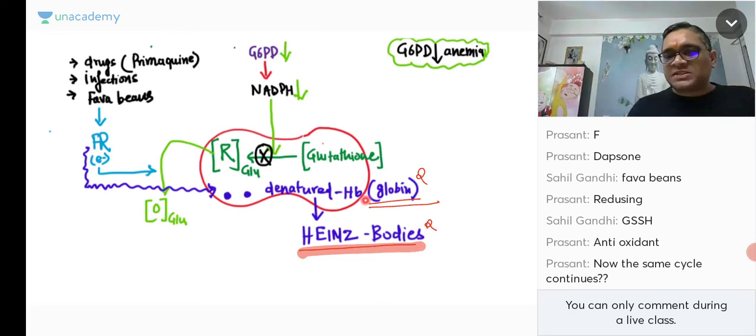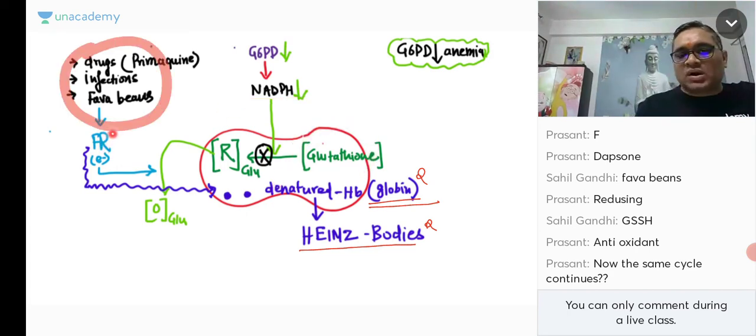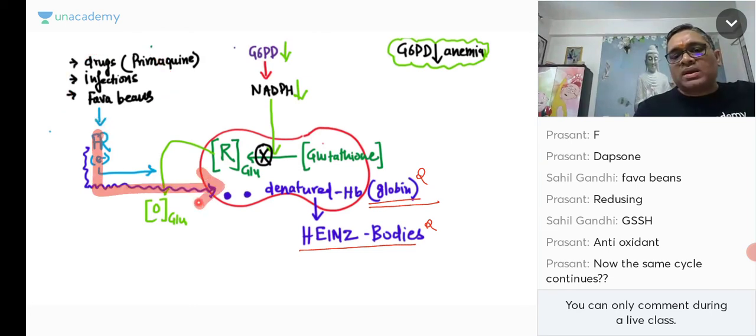So now you understood the pathogenesis of G6PD deficiency anemia. G6PD is deficient, NADPH is reduced or absent, and because of this there will be no reduction of glutathione in the RBC. As a result, free radicals formed by drugs, infections, or food will cause oxidative damage of the hemoglobin. They will denature the globin and convert it into Heinz bodies. Clear? Heinz bodies we cannot see on routine staining. That is another important thing, right?